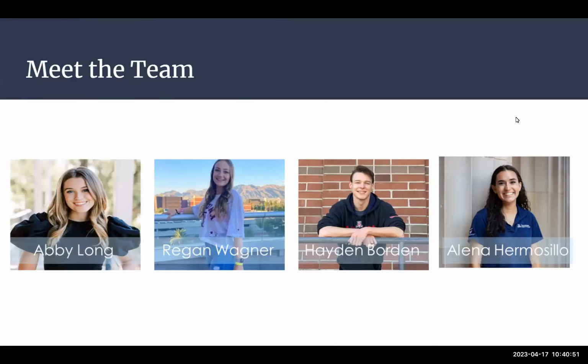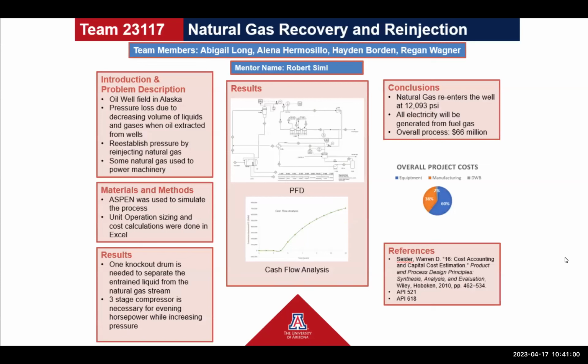So my name's Abby. My name's Reagan. My name's Hayden. And I'm Elena. And we're all senior chemical engineers. So this is our poster for our project.